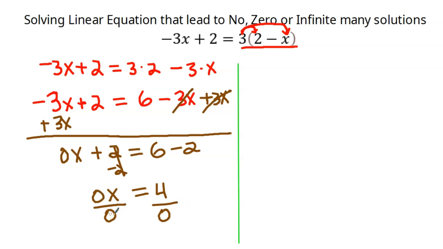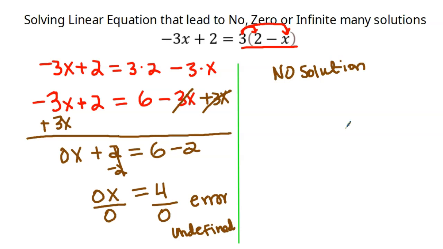Here, remember that any number divided by 0 is undefined. You're going to share something among nothing. It doesn't make sense. Even if you put it in the calculator, it will tell you error, which in other words, mathematically, this is undefined, and undefined tells us that there is no solution to this equation, so no solution.